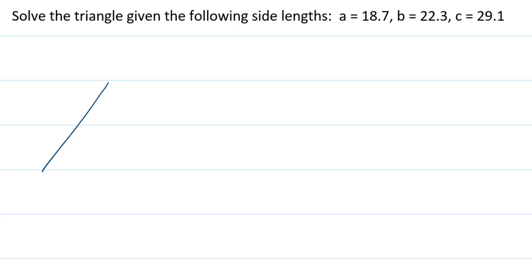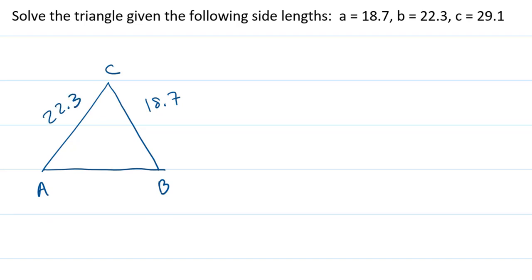Because anytime you can put a picture to some words, it's always going to help make things go a little more smoothly. Now, my habit is always to put the A there, the B there, and the C there. Then I'm going to label the sides. So A is across from angle A, so 18.7 goes there. B is 22.3, so that'll go in that slot. And lastly, we have 29.1 for side C.